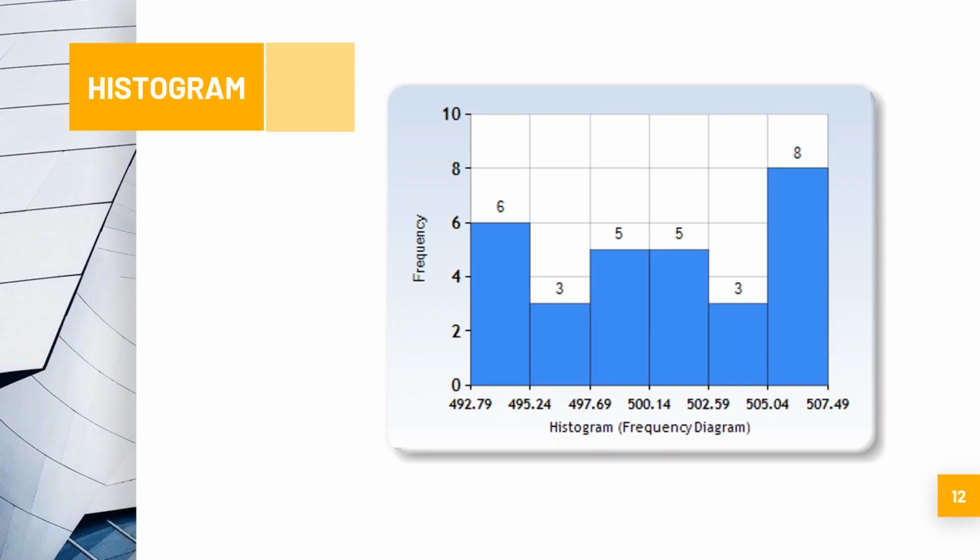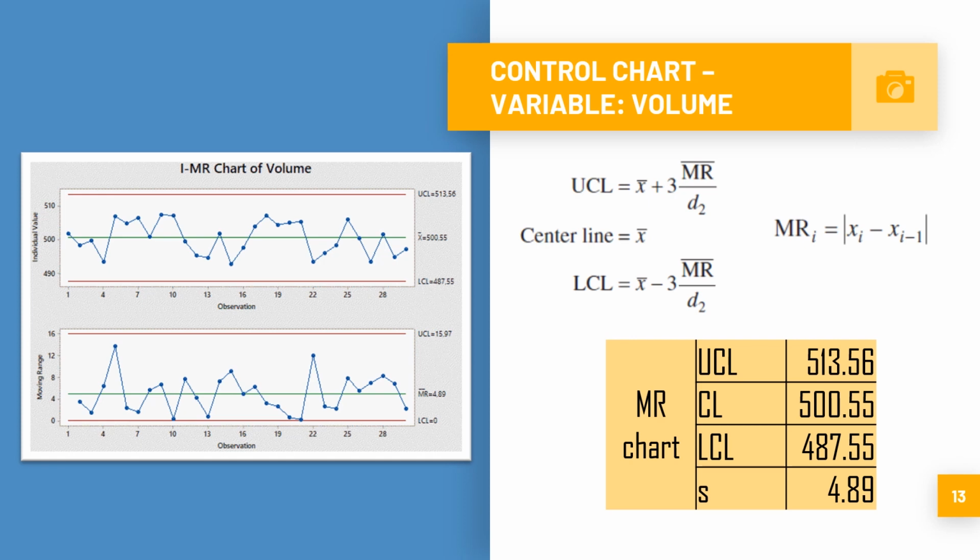The output of histogram: we can see that from 30 data, the highest distribution of data is in the last class. However, the histogram still shows the distribution of the data is located in the center, around 500 milliliters. And the ideal value of this histogram is when the volume is located near 500 milliliters. And this is the control chart of volume.